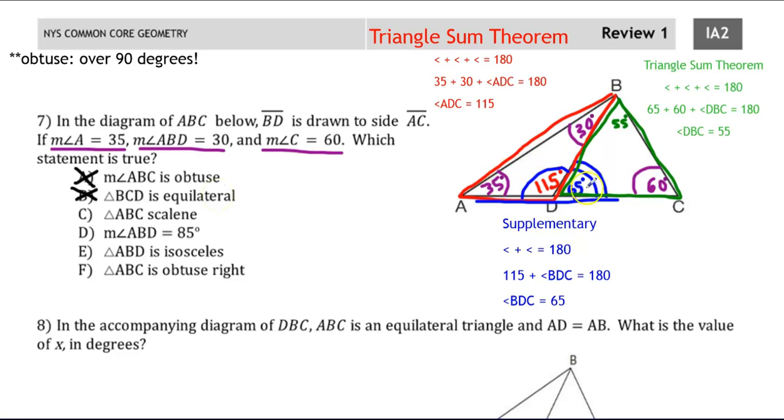And all of these angles are different. There's a 65, there's a 60, and there's a 55. So not equilateral, not equiangular. There's your little note there for what equilateral means. The last, letter C, says triangle ABC is scalene.